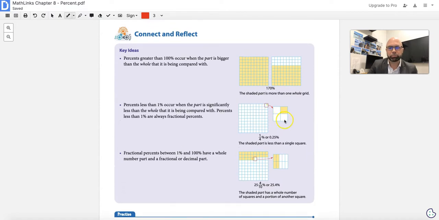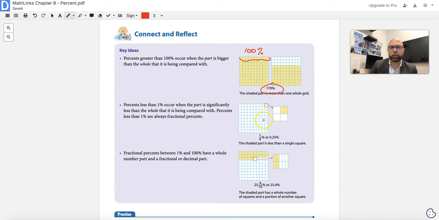Just before we do that, let's quickly revisit these 100 grids because that's going to be important and helpful. Percents greater than 100% occur when the part is bigger than the whole that it is being compared with. Anytime you have a whole 100 grid shaded in, that represents 100%. I'm talking about this box here, all of it is shaded in. And in this one, we've only got 70 cells out of 100 shaded in. So the total is 170%.